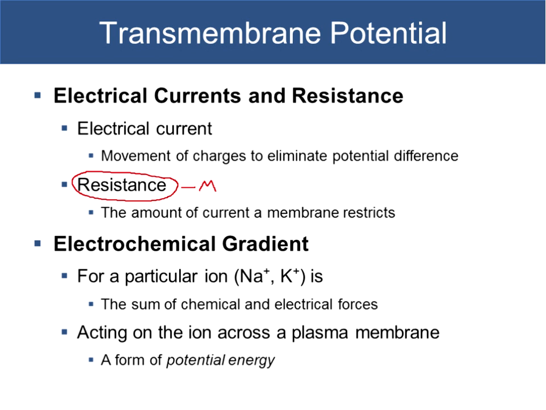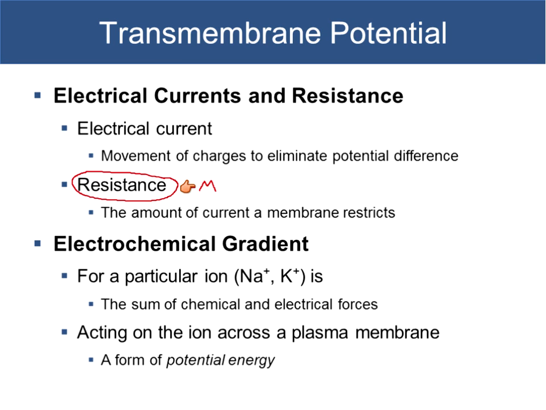So the electrical current and resistance. The electrical current is a movement of charges to eliminate potential differences here. What we consider resistance is the amount of current a membrane resists. Now this is very important when we start to talk about myelination, so that's why I put an M there, because the resistance that is established by the myelination, either from oligodendrocytes in the central nervous system or from Schwann cells in the peripheral nervous system, is important because it allows the electrical signal to jump from one node to the next. And we talked about that a little bit at the very tail end of our last discussion.